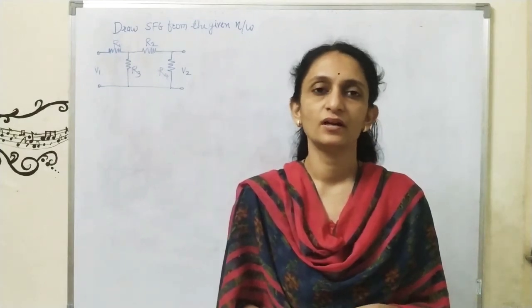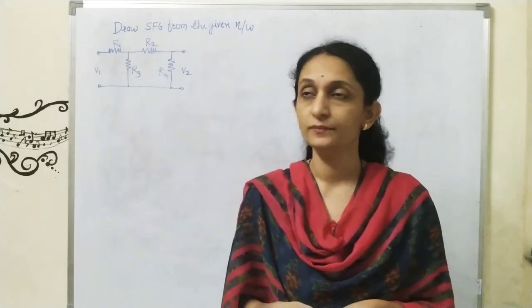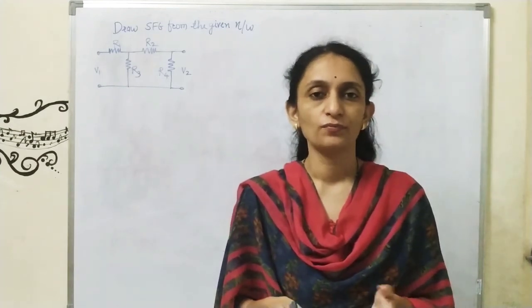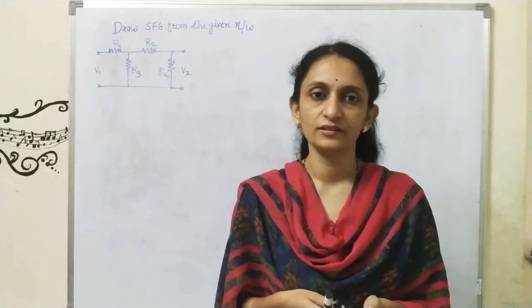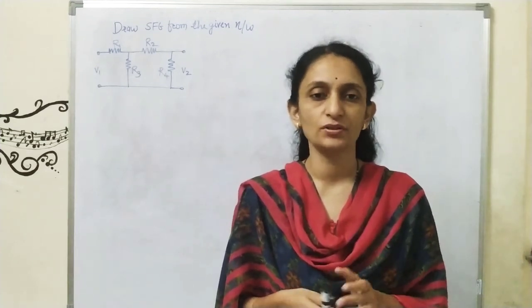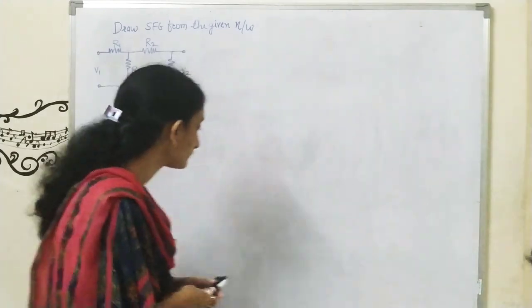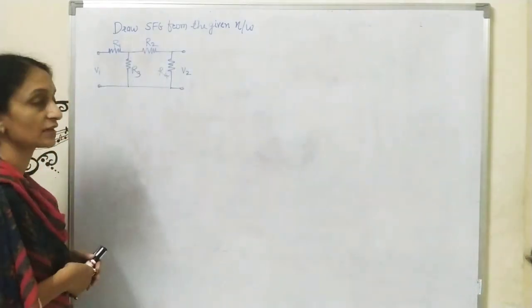Hello students. Now the next method we will see is to get the transfer function from an electrical circuit. For converting an electrical circuit and getting the transfer function we will use a signal flow graph. Okay, so look at this. See here, a simple circuit is given.